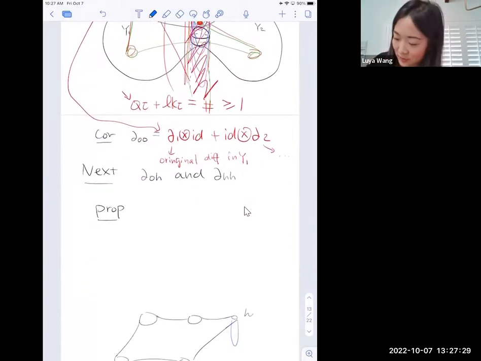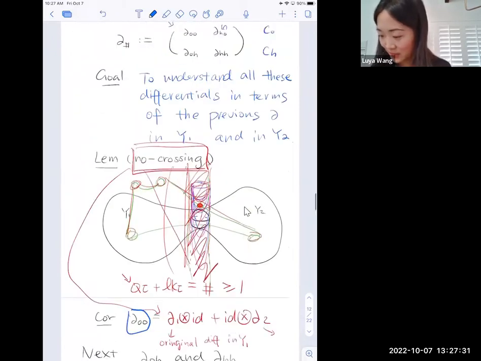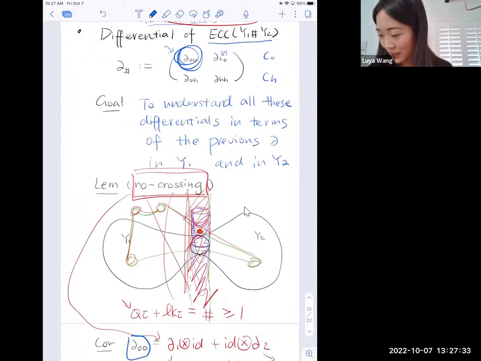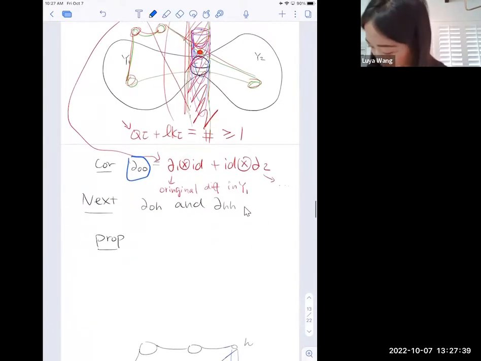So now we understand what partial 0,0 is like. So this term we understand, and let's discuss what these two terms are like. So these are the differentials with the positive asymptotic end at the special hyperbolic orbit.